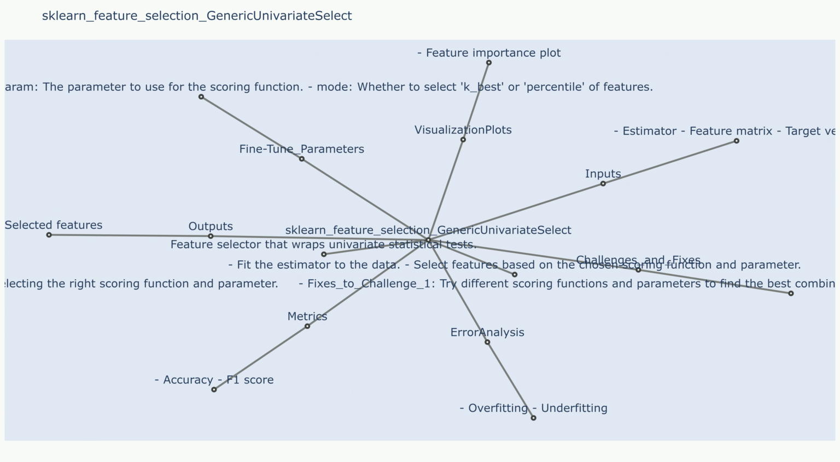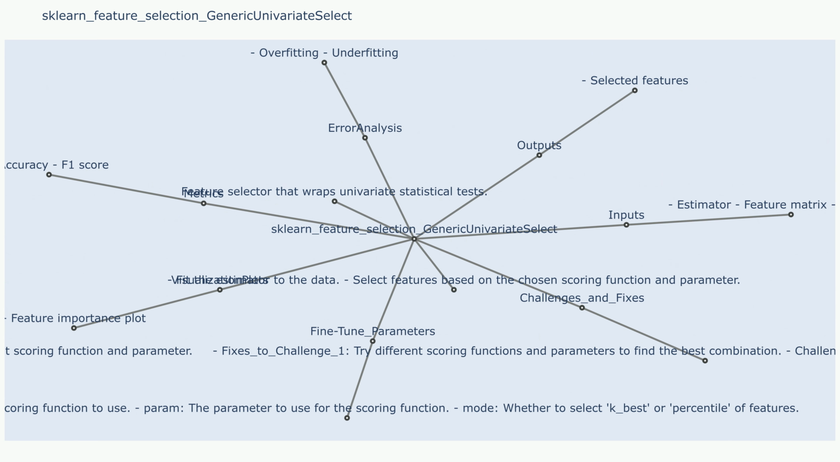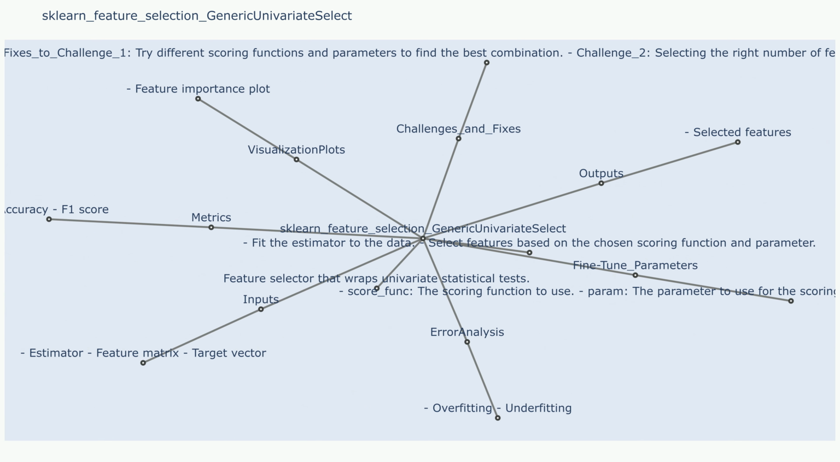Percentile: this mode selects features based on the percentile of the scores. It takes a parameter called percentile that specifies the percentile to use. K-best: this mode selects the top k features based on the scores. It takes a parameter called k that specifies the number of features to select. Outputs: transform X_new, the transformed feature matrix where only the selected features are retained. Selected features: a list of the indices of the features that were selected.